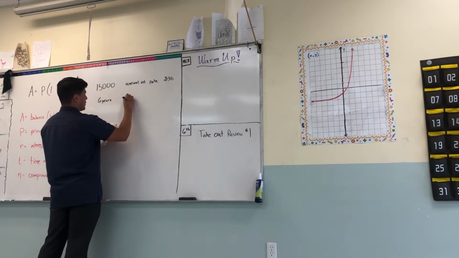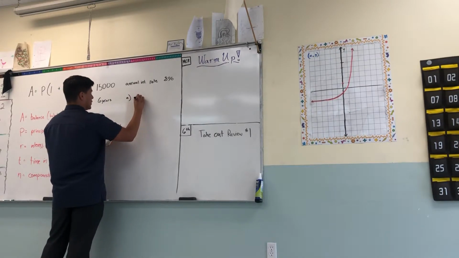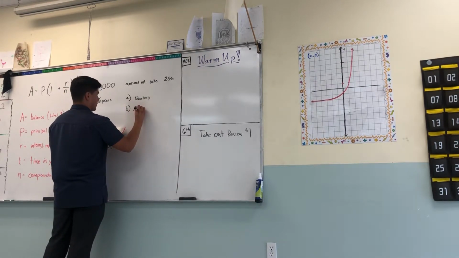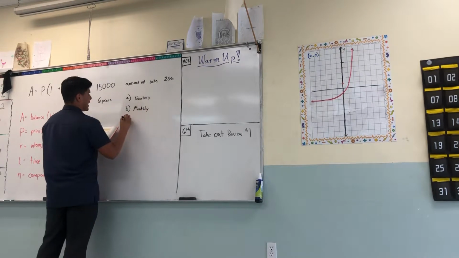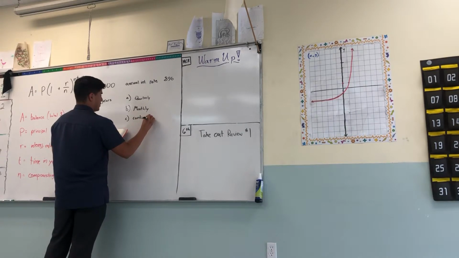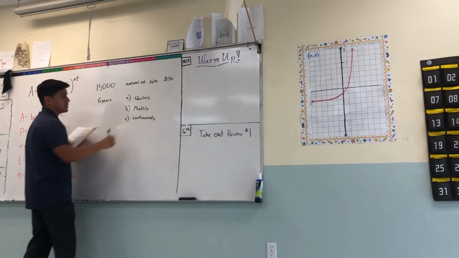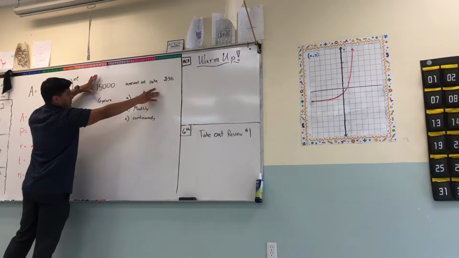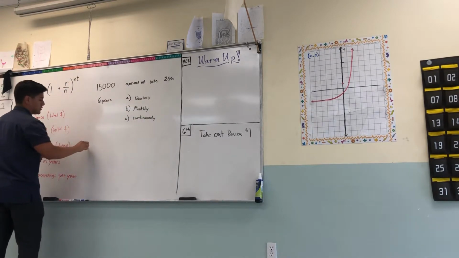Let's start with A, if it's compounded quarterly. B, if it's compounded monthly. And then the last one, C, if it's compounded continuously. And I'll get to this one in a bit. The continuously one is actually an even easier formula.